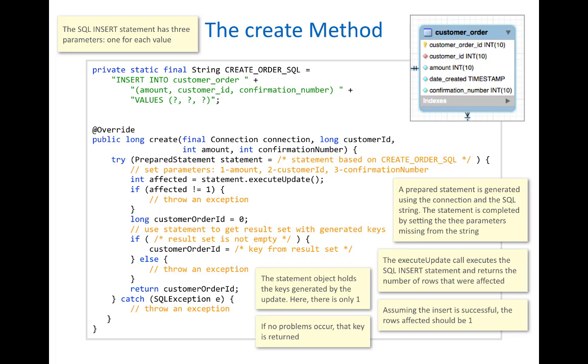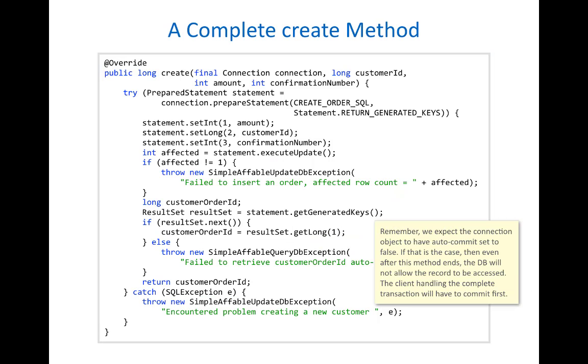Notice that if something goes wrong, 0 is returned. If everything goes well, the primary key for the row we added is returned. Here's the complete create method. As noted in the slide, nothing is committed until we commit everything associated with this connection in the placeOrder method. Let's take a look at the placeOrder method now.